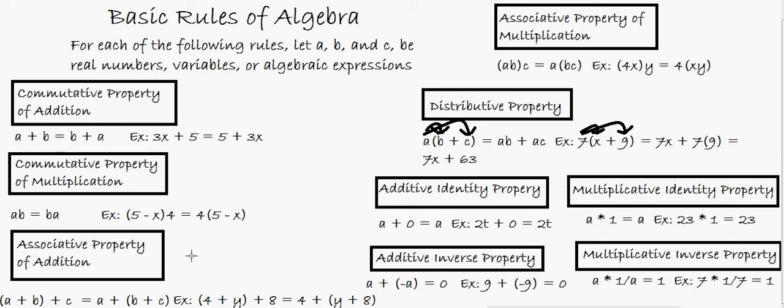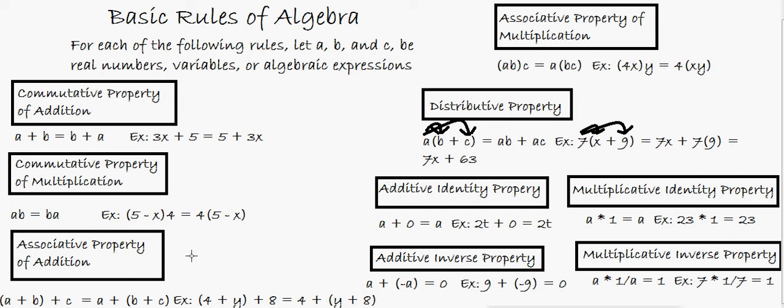The associative property of addition says that the quantity A plus B, plus C, is the same as A plus the quantity B plus C. So our example has (4 plus y) plus 8 equals 4 plus (y plus 8). When we plug in 1, 4 plus 1 is 5, plus 8 is 13, which is the same as 1 plus 8, which is 9, and you add 4 to it, we also have 13, showing that both sides of the equal sign are the same.